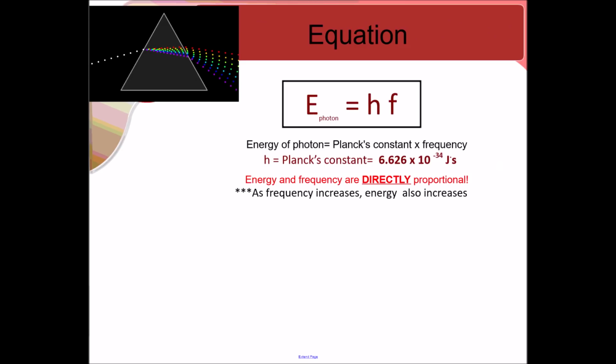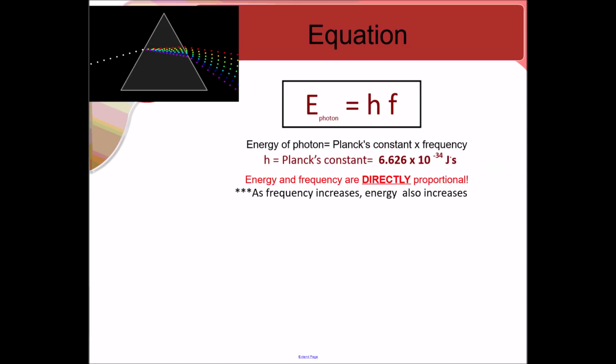The equation relating the energy of a photon to frequency is: energy of a photon is equal to Planck's constant times frequency. Planck's constant is represented by the h in the equation. The h has a value of 6.626 × 10⁻³⁴ joule seconds. Energy and frequency are directly proportional. As frequency increases, energy also increases.